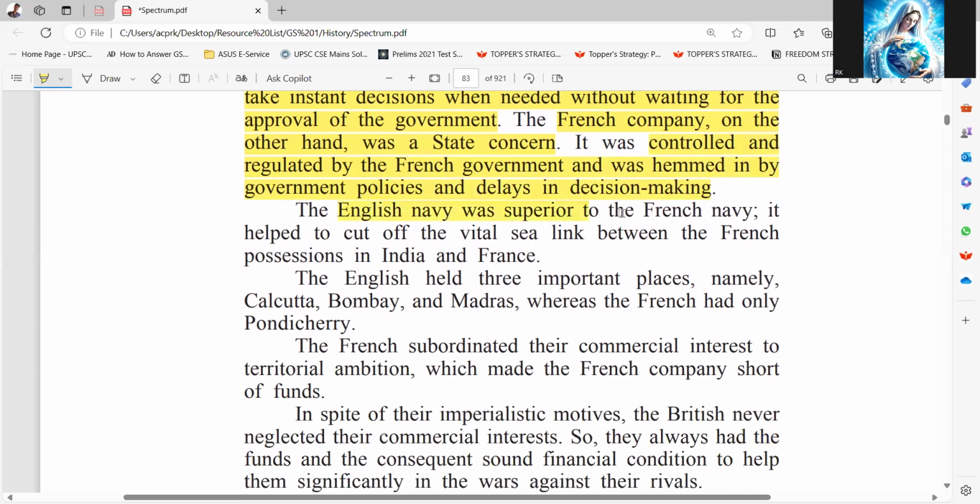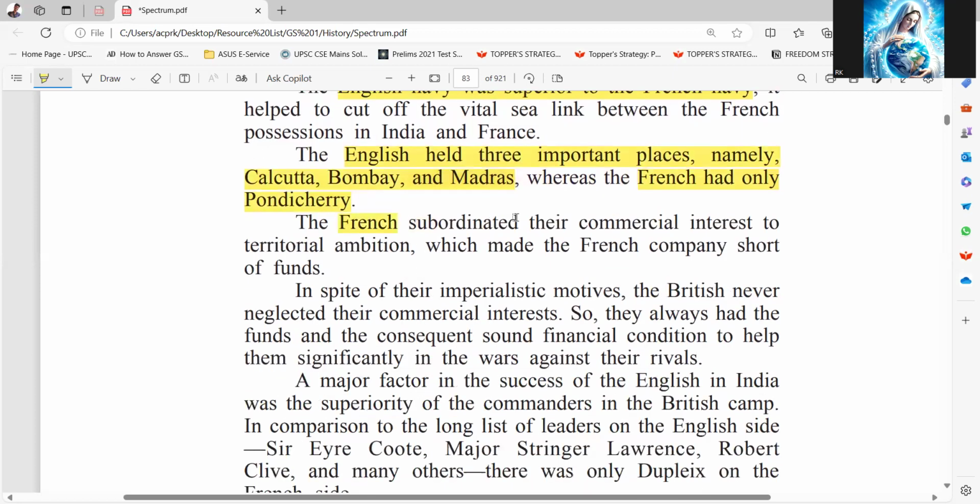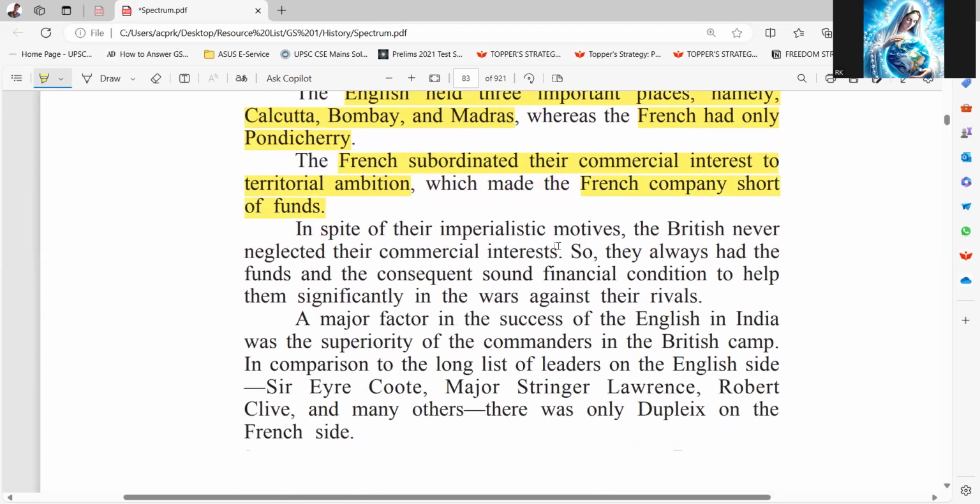The English Navy was superior to the French Navy. It helped to cut off the vital sea link between the French possessions in India and France. The English held three important places, namely Calcutta, Bombay, and Madras, whereas the French had only Pondicherry. The French subordinated their commercial interest to territorial ambition, which made the French company short of funds. In spite of their imperialistic motives, the British never neglected their commercial interests. So they always had the funds and consequent sound financial condition to help them significantly in the wars against their rivals.